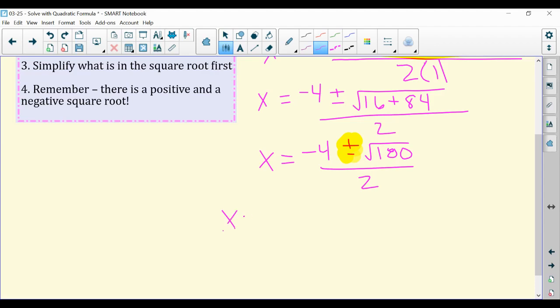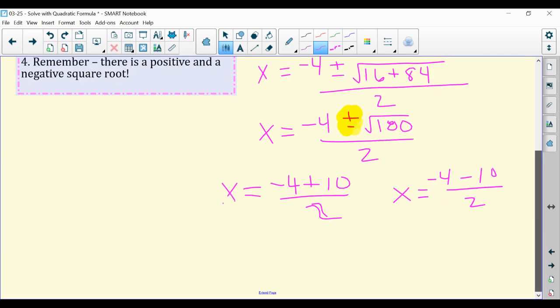The first one is x equals negative 4 plus the square root of 100, which is 10, all over 2. And then the second one, instead of plus, it's now going to be minus. So I have x equals negative 4 minus 10 all over 2.